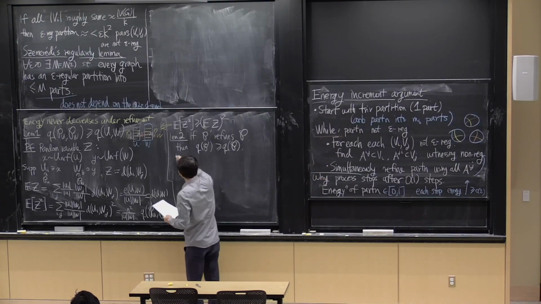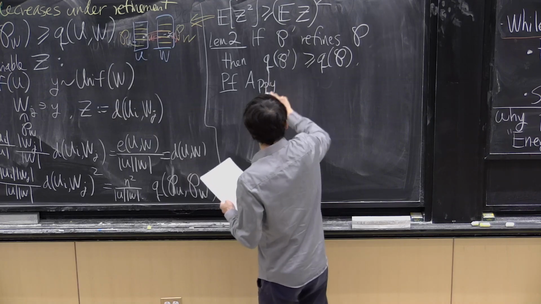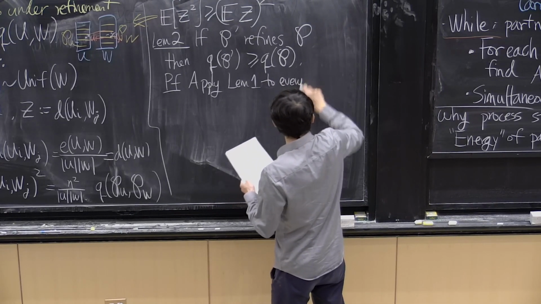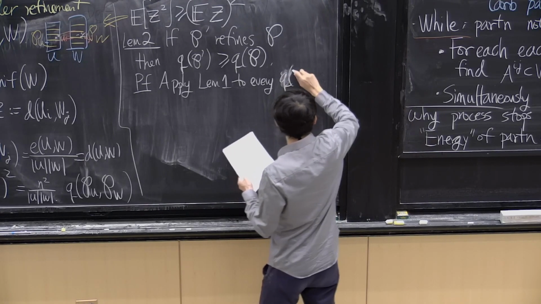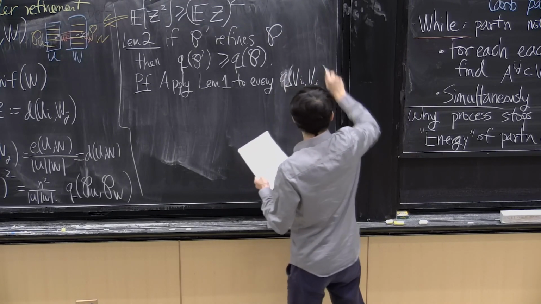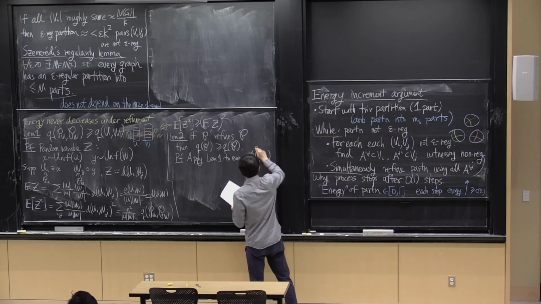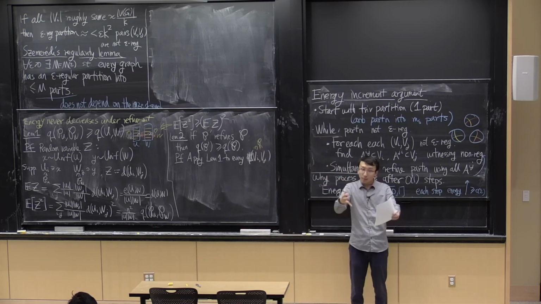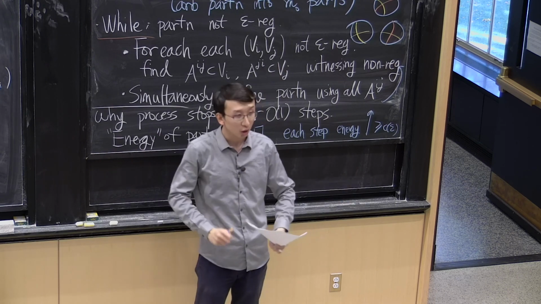And it is a direct consequence of the first lemma because we simply apply this lemma to every pair of parts in P. So between every pair of parts, the energy can never go down. So overall, the energy does not go down.